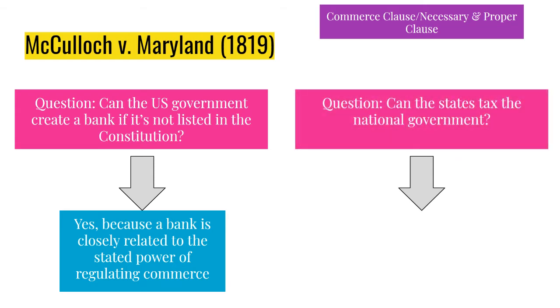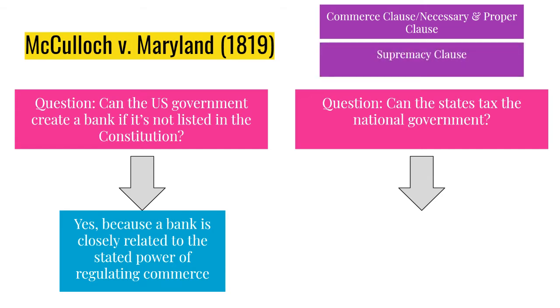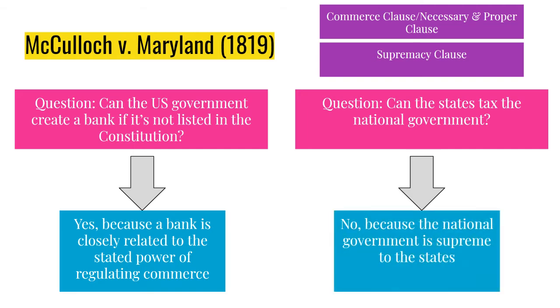It also deals with the question of, can the states tax the national government? The state of Maryland, where the first branch of the national bank was opened, was trying to kill the national bank, because they looked at it as competition for state banks, by taxing the heck out of it. The national government contended that it can tax the states, but the states can't tax the national government. The part of the Constitution that's relevant to this is the Supremacy Clause, which says the national government is supreme to the states. The Supreme Court ruled that the states cannot tax the national government, because if you tax somebody, it indicates you're supreme, and the national government is supreme to the states.